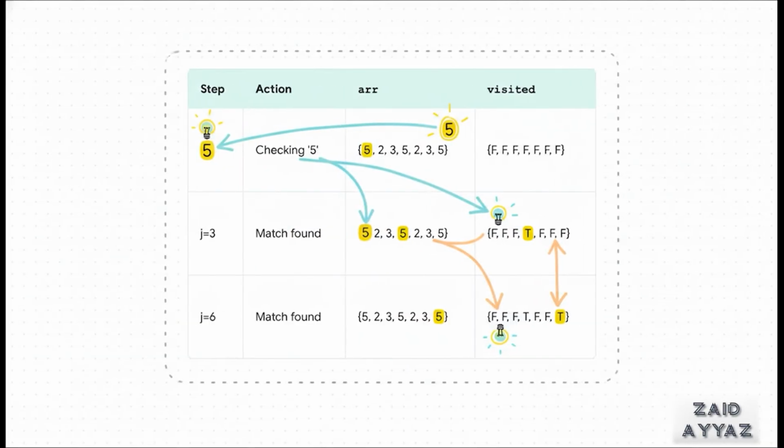The program starts at the first element, which is a 5. Right now, our visited array is all false. The computer then scans the whole list, looking for other 5s. When it finds one at index 3, it flips visited 3 to true. Finds another one at index 6 and flips visited 6 to true. All in all, it's counted 3 5s.